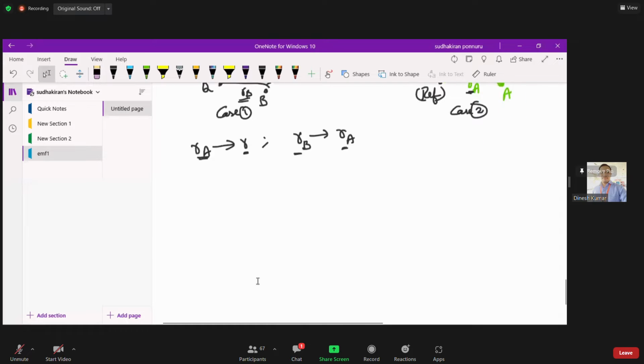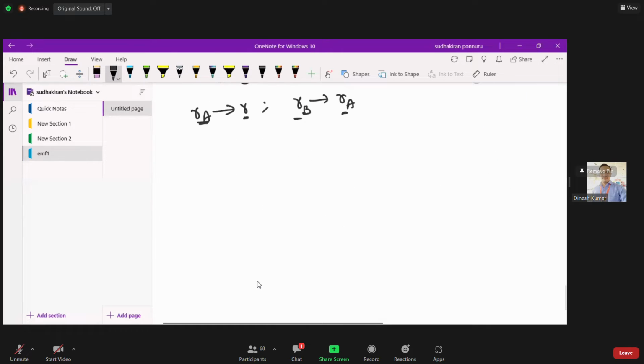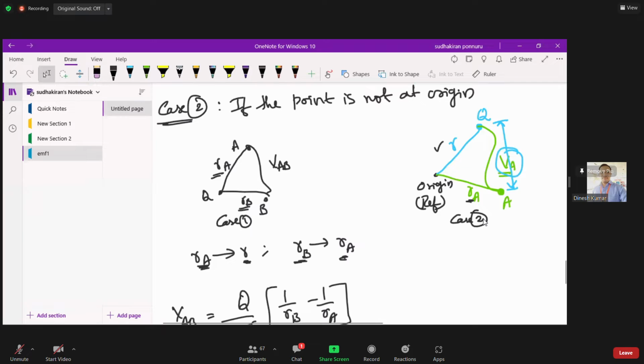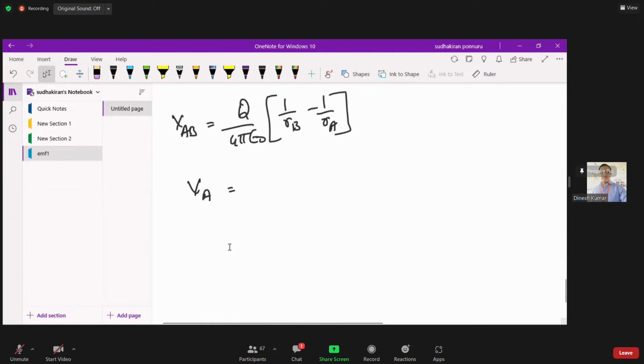So what is our previous expression? VAB is equal to Q divided by 4 pi epsilon naught, times 1 by RB minus 1 by RA. Now in place of RB we have RA, and in place of RA we replace with R. So the new potential, the potential at the location A, that is VA, is equal to, what will be the value?